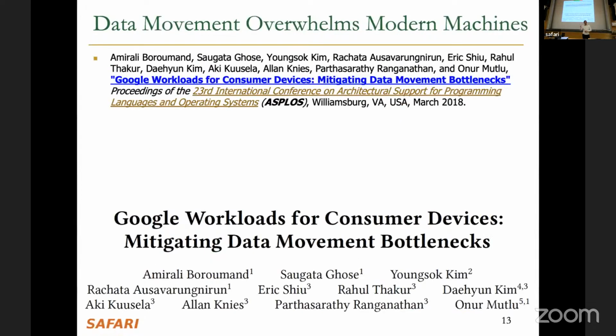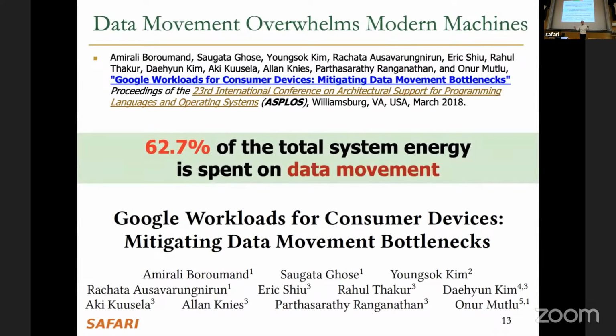So we did this study with Google some years ago. We analyzed these 4 workloads that I showed you over here, and we found out that more than 60% of the total system energy in these workloads in a mobile system, like a cell phone, an Android phone in this particular case, is spent on moving data between the processor and memory units, main memory. We didn't even look at storage because we assumed that the workloads are in the main memory, actually. So this is a large amount.